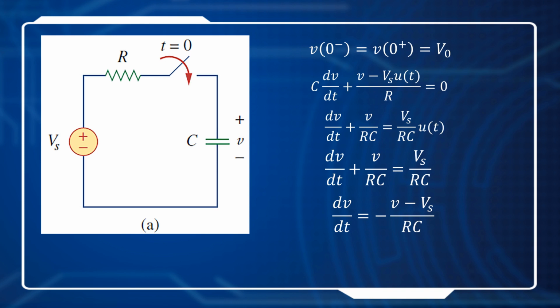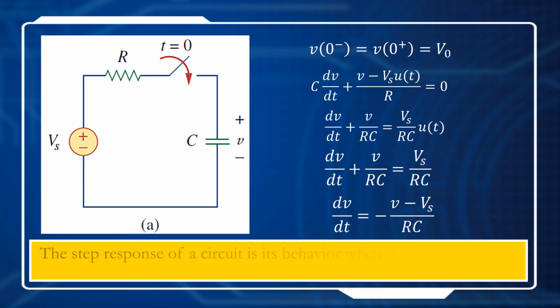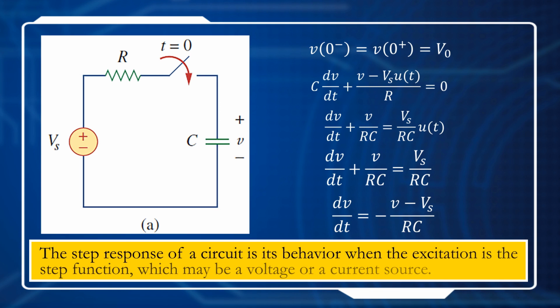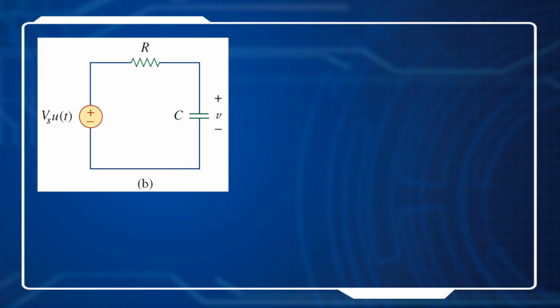So what is the step response? The step response of a circuit is its behavior when the excitation is a step function, which may be a voltage or a current source. So with the step function, we can redraw the circuit as graph B, and we can get rid of the switch by using the step function u(t).